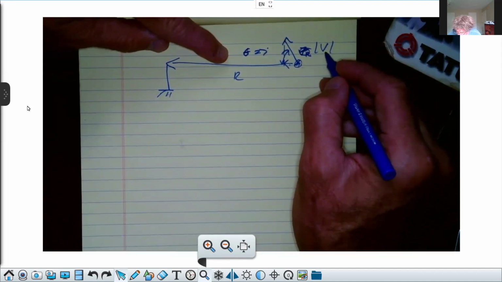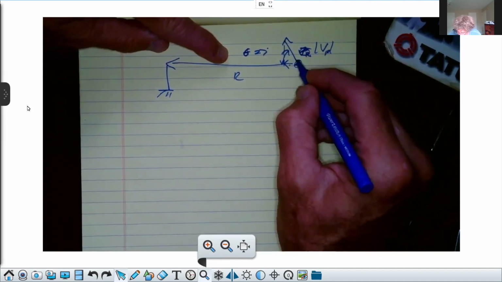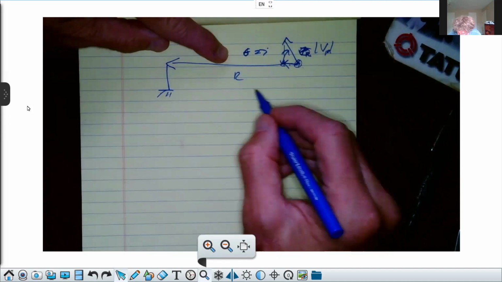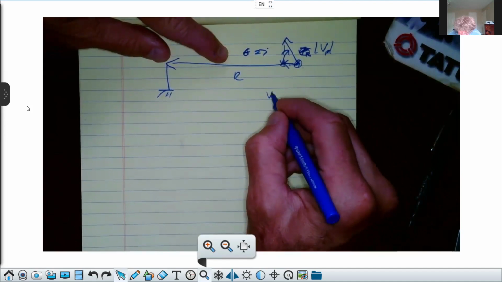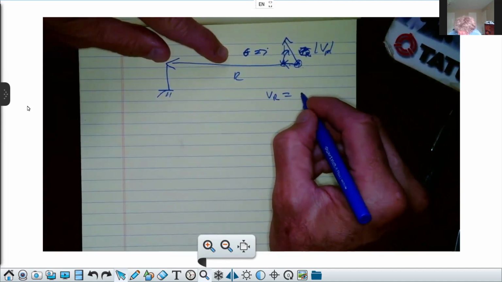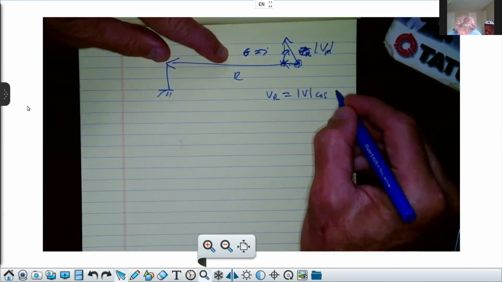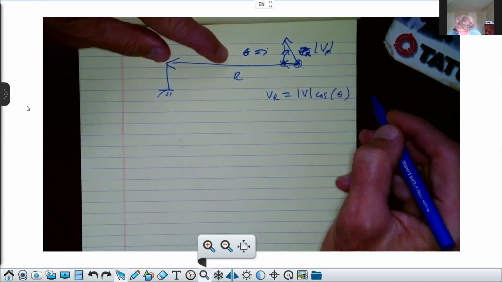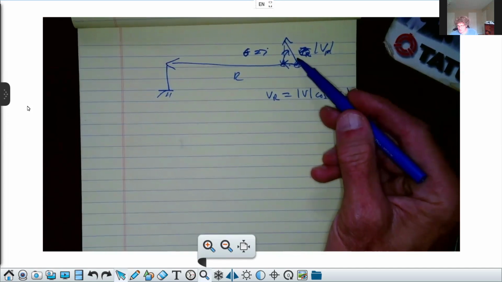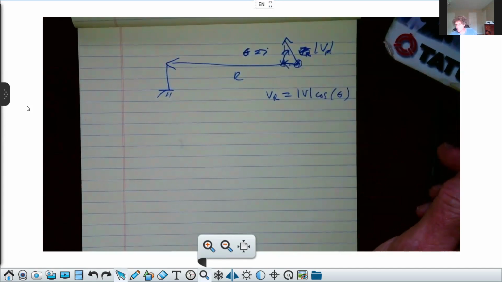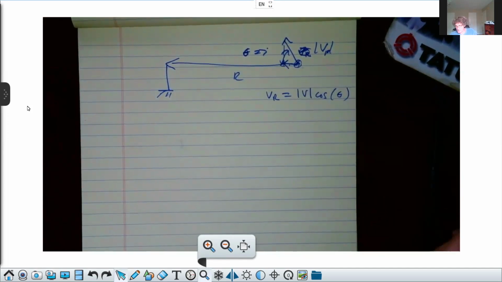You might say V of the plane in magnitude, but the velocity in the direction of the radar would be V_r, and that would simply be the magnitude of velocity times the cosine of the angle theta. And theta here is the angle that the velocity vector makes with the radius vector r that connects the radar to the target.